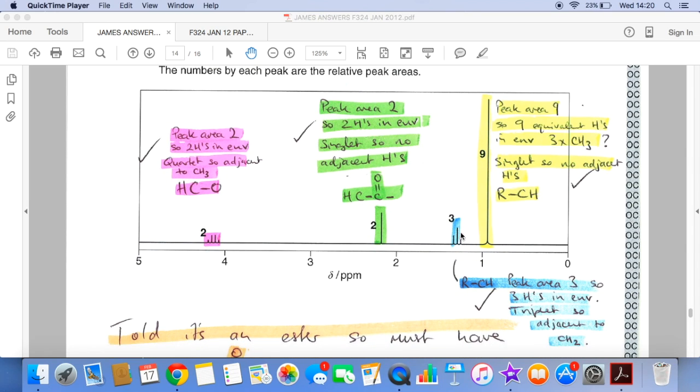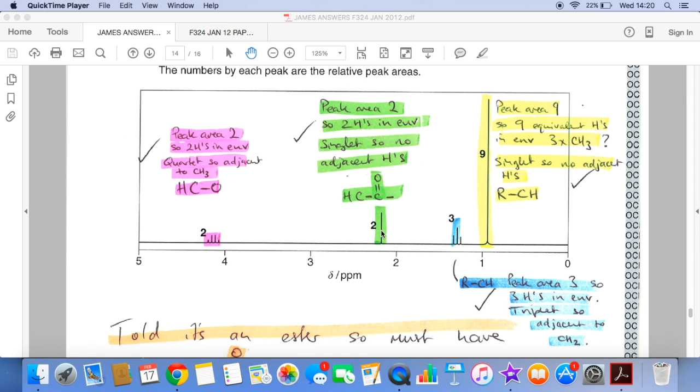And then I've highlighted this in blue. Again, it's still RCH. Peak area of 3. So it's probably going to be a CH3 group. And it's a triplet. So therefore it must be adjacent to a CH2. So the next environment is hydrogen bonded to a carbon bonded to a C double bond O, which is one of the environments we'd expect in an ester.